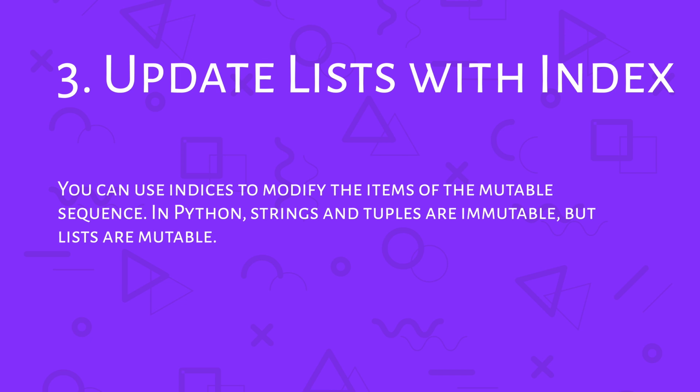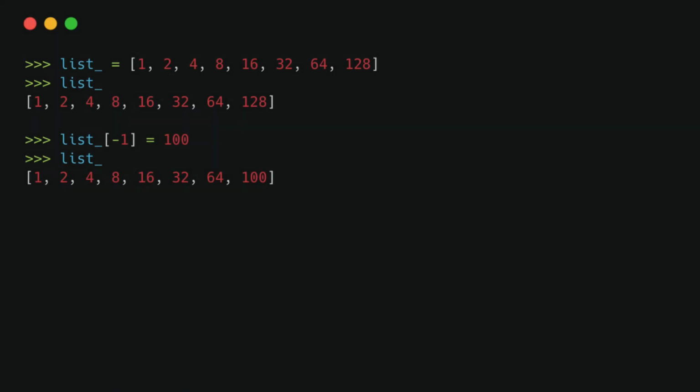What more? We can update lists with indexes. Taking into consideration that in Python strings and tuples are immutable, we can only update lists. Let's take a look at how we can do it. You should see the code right now with the list. Here we can take the last value of the list and assign it a new value. Thanks to this operation, when we call the list again, you can see that instead of the last value 128, right now we have 100, so it has changed. You could try it also with different values.